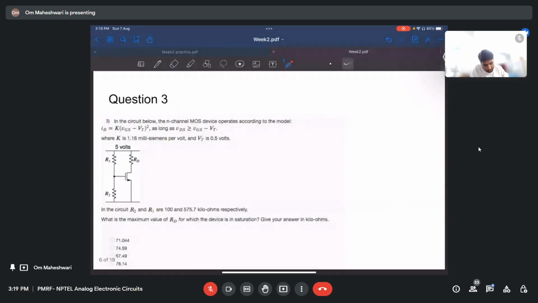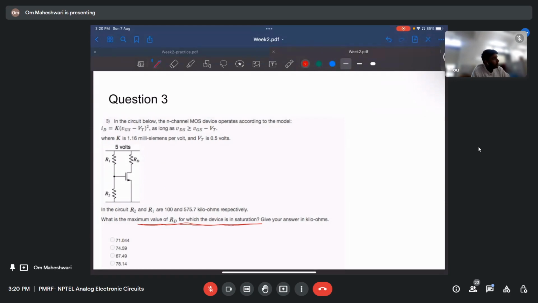So now we have an NMOS, right? This is NMOS. And again, what do we have to find? We have to find the maximum value of RD for which the device is in saturation. And what is given? R2 and R1 values are given. R2 is 100 and R1 is 5.7 kilo ohms. And K value is given. Okay, so let us try to solve this. And VT is given 0.5.